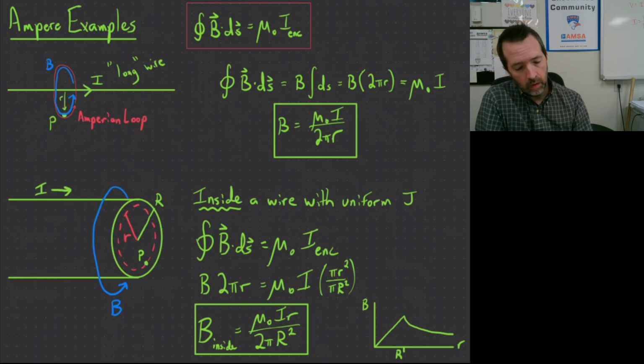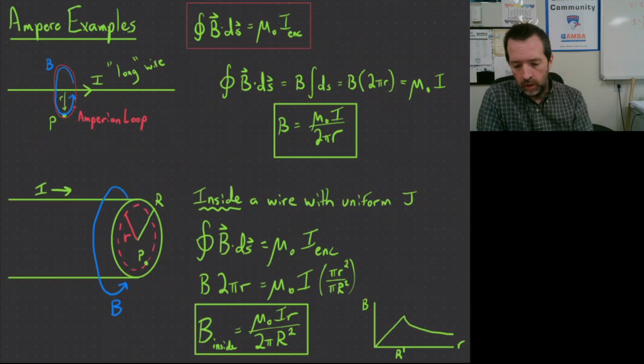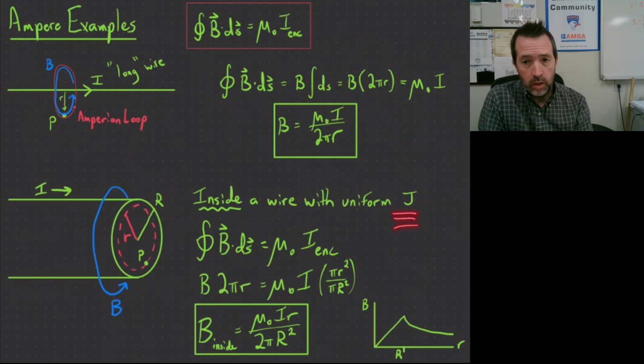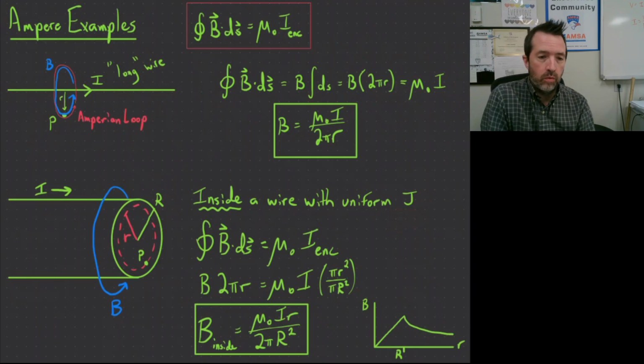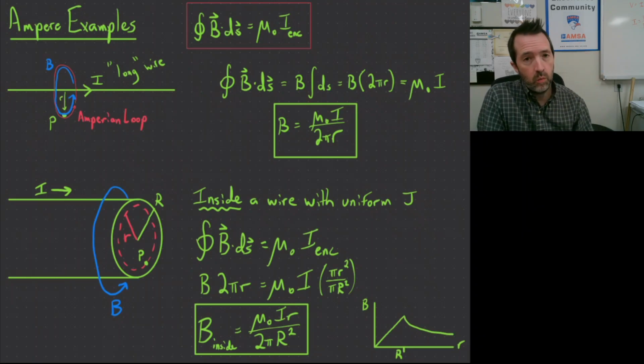Below, instead of a thin wire, I'm imagining a wire that has a non-zero radius, big R, for the radius of the wire. And I'm going to say that the wire has a uniform current density J, which means that across the entire cross-sectional area, across the whole face of the wire, the current density is the same.